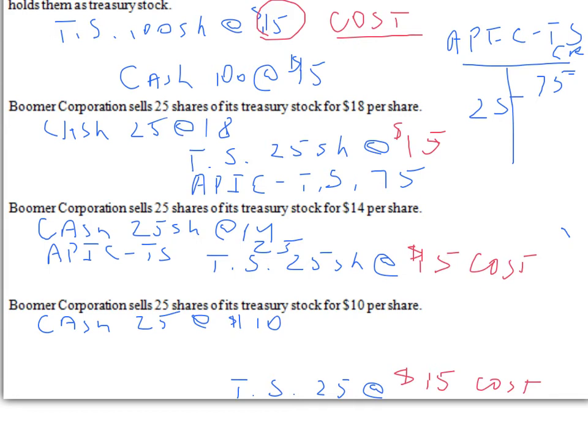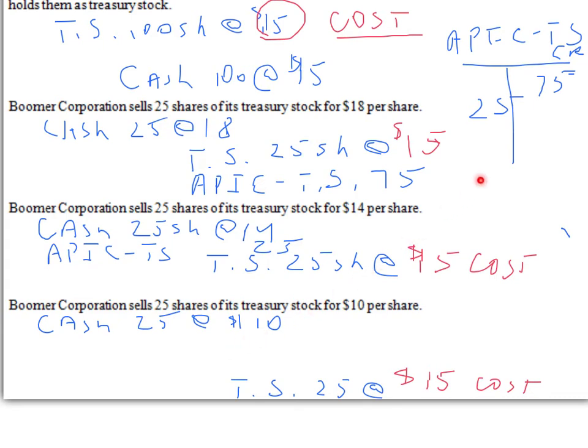Again, do you see the pattern here? Very similar to what you just saw in the prior journal entry. I have cash received at $10 a share, and I purchased Treasury stock originally for $15. So I'm $5 off on my debit side. So I can right away write additional paid-in capital for Treasury stock, 25 at 5. So that will give me actually $125 on a debit side.